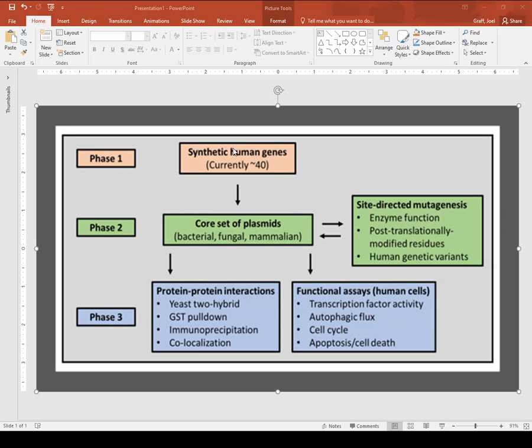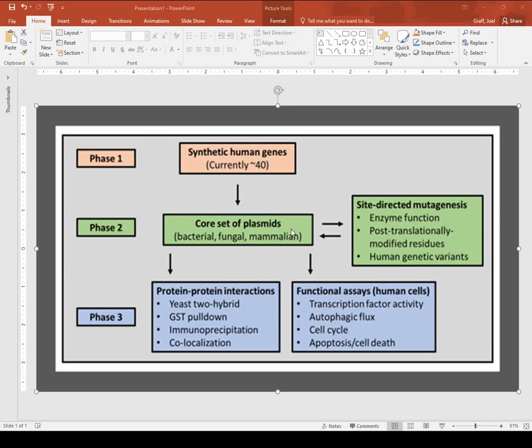So the number one step for working with genes, or potential antiviral proteins, in my lab is that we order synthetic human genes. Currently my lab has about 40. And with those synthetic human genes, we start doing a bunch of cloning. We do recombination, subcloning, and regular PCR restriction digest type cloning as well. So we do a variety of different cloning options.